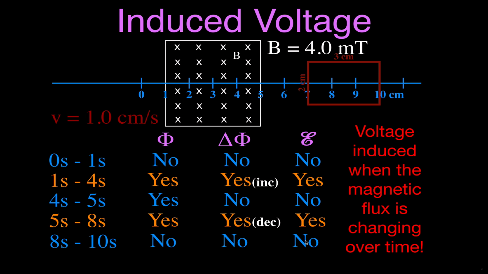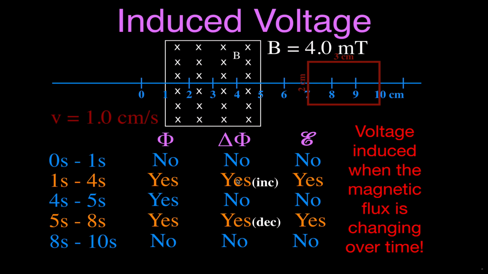So really, if we want to know whether there was an induced voltage, we only have to consider the 2 time intervals from 1 second to 4 seconds and from 5 seconds to 8 seconds, because that's the only time that the flux was changing.